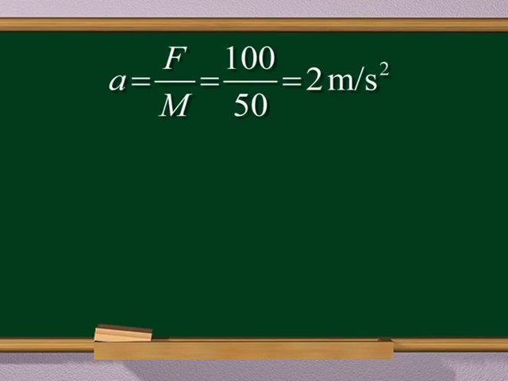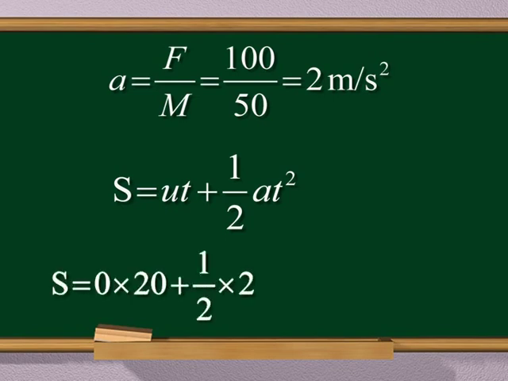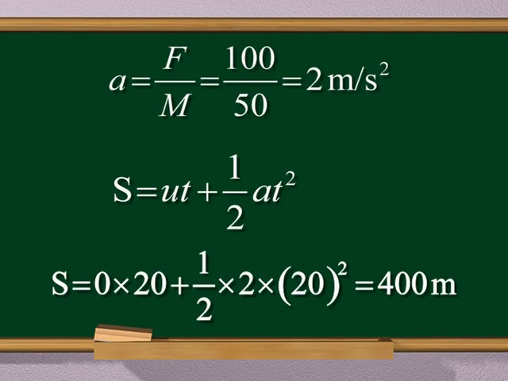The distance travelled by the body with the initial speed u having acceleration a in time t is given by the equation s equal to ut plus half at square. Thus, the distance covered by the body in 20 seconds, s, is equal to 0 into 20 plus 1 by 2 into 2 into 20 square, which is calculated to be 400 meter.